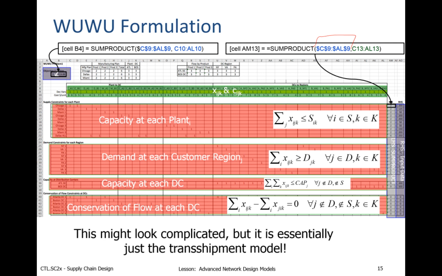So it looks complicated, it looks big, it is big, it gets big as soon as I introduce commodities, multiple commodities, but it's the same model as the transshipment model. It just has a couple little tweaks, but I still have essentially two formulas. A sum product up here for the objective function and sum products here. That's it. It's so easy.